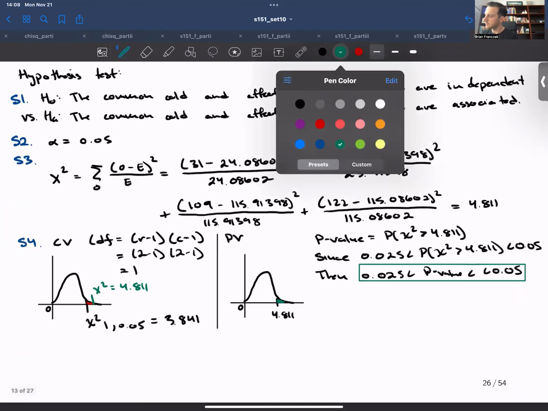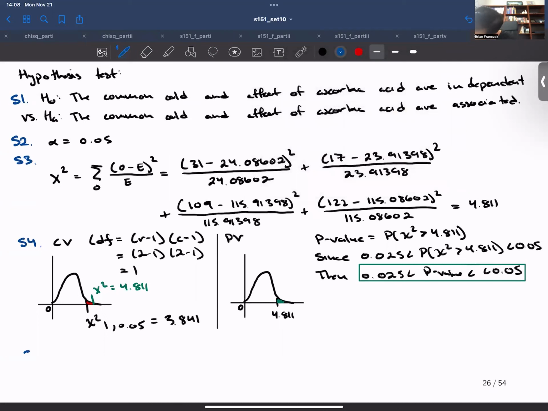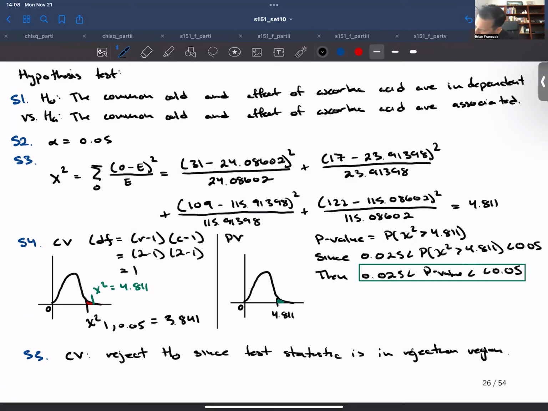Okay, so now we can see, if we were on step 5 of the approach, regardless of which approach we take, our conclusion is the same. So reject H0 since the test statistic is in the rejection region. Or if we take the p-value approach, we would say reject H0 since the p-value is less than alpha.